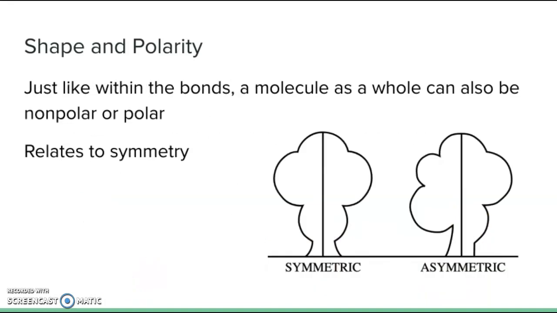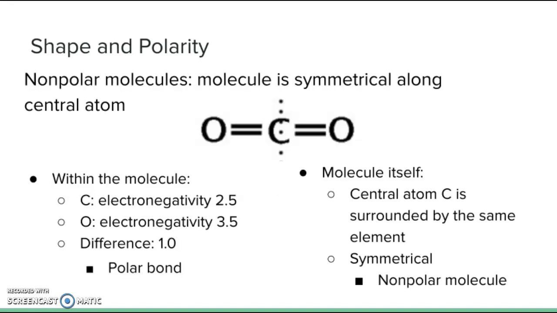However, just like the bonds, my molecule as a whole can also be polar or nonpolar. And this is going to relate to symmetry. You see here we have a symmetric drawing versus an asymmetric drawing. This is what's going to tell me if my overall molecule, and not just my bonds, is polar versus nonpolar. Okay, so let's look at an example here.